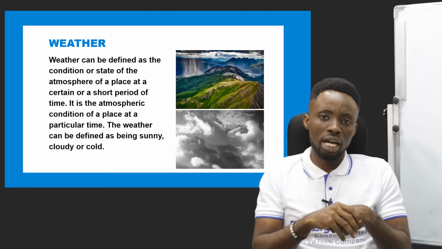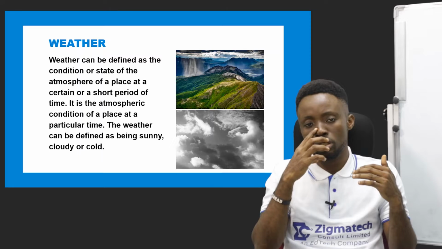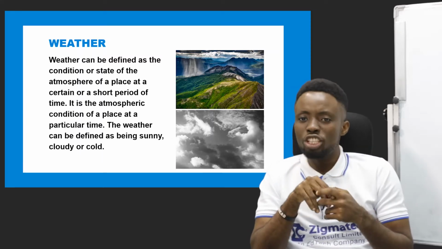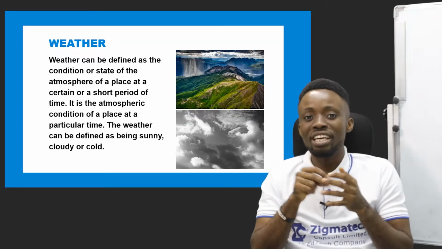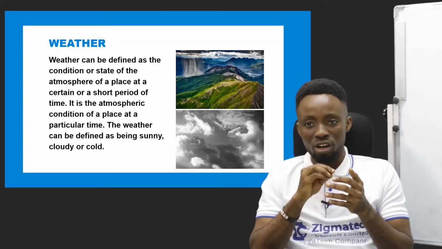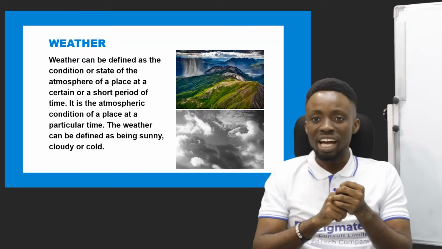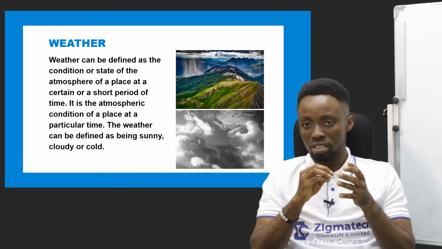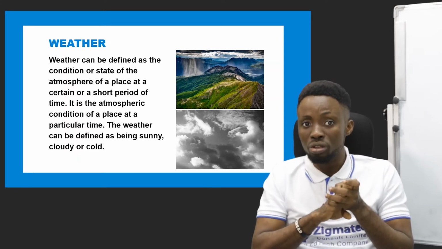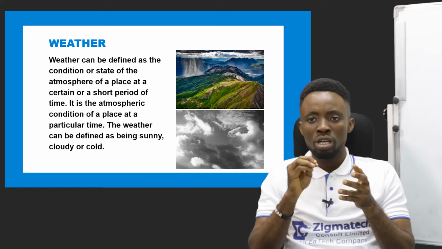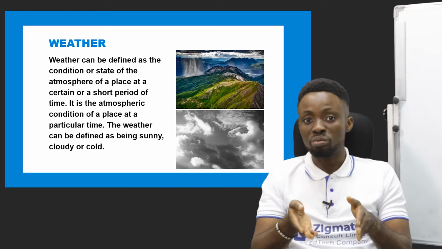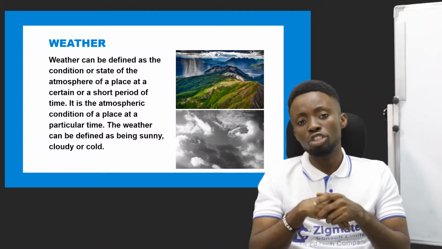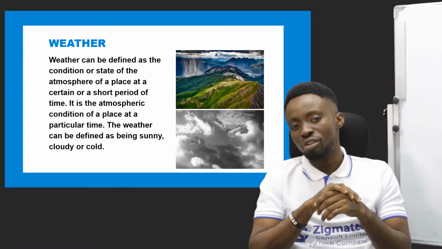So let's look at weather. What is weather? Now, weather is simply the condition or the state of the atmosphere of a particular place at a particular period of time. Weather is the condition or the state of the atmosphere at a particular place at a particular point in time. Or you can as well see weather as the atmospheric condition of a place at a very short period of time.